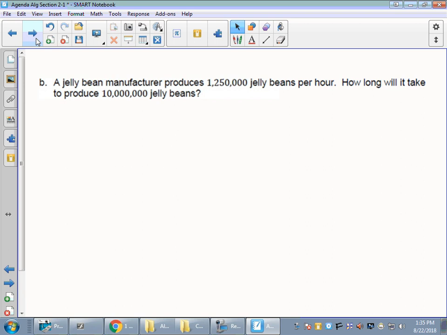All right, the next one. A jelly bean manufacturer produces 1,250,000 jelly beans per hour. How long will it take to produce 10 million jelly beans? Okay, so the same idea. Let's jump right to that division, and let's say 10 million. That's a lot of jelly beans.